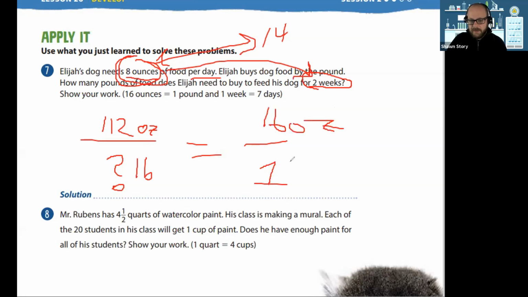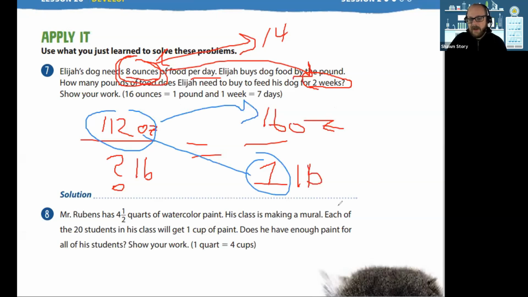At the bottom, because that's where I'm putting my pounds. And now I need to cross multiply. So 12 times 1, and then we're going to divide that by 16. What do we got? How many pounds would that be? 7. All right, that sounds about right. 12 divided by 16 is 7 pounds.